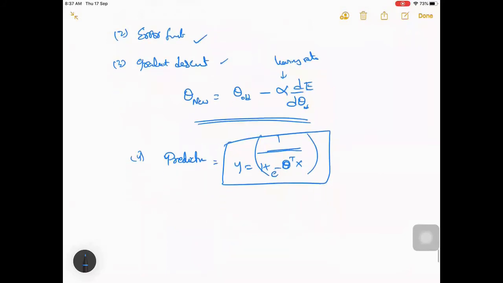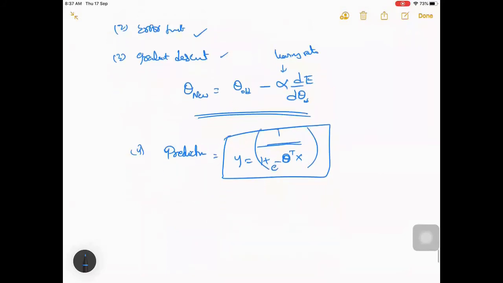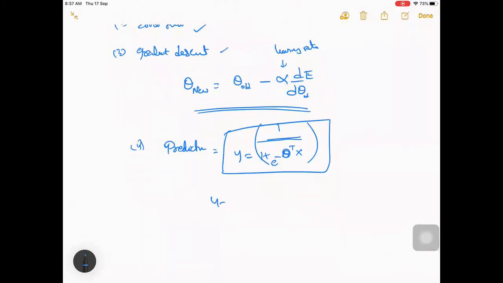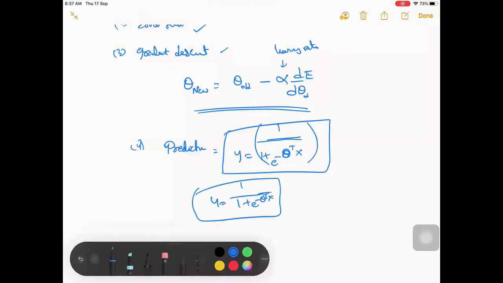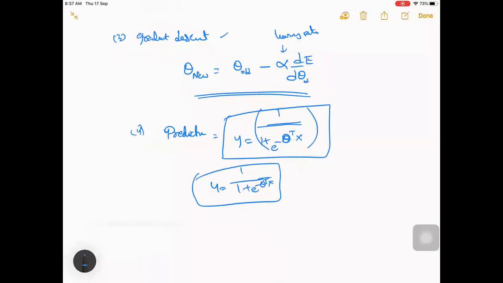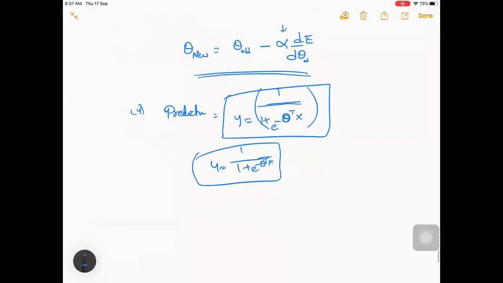Let me write it again. 1 by 1 plus e power minus theta naught x. So this is what we'll be using for getting our final prediction. That final prediction may be a value like 0.1, 0.5, 0.7, 0.9, some value like this. So finally you'll be getting some value like this.